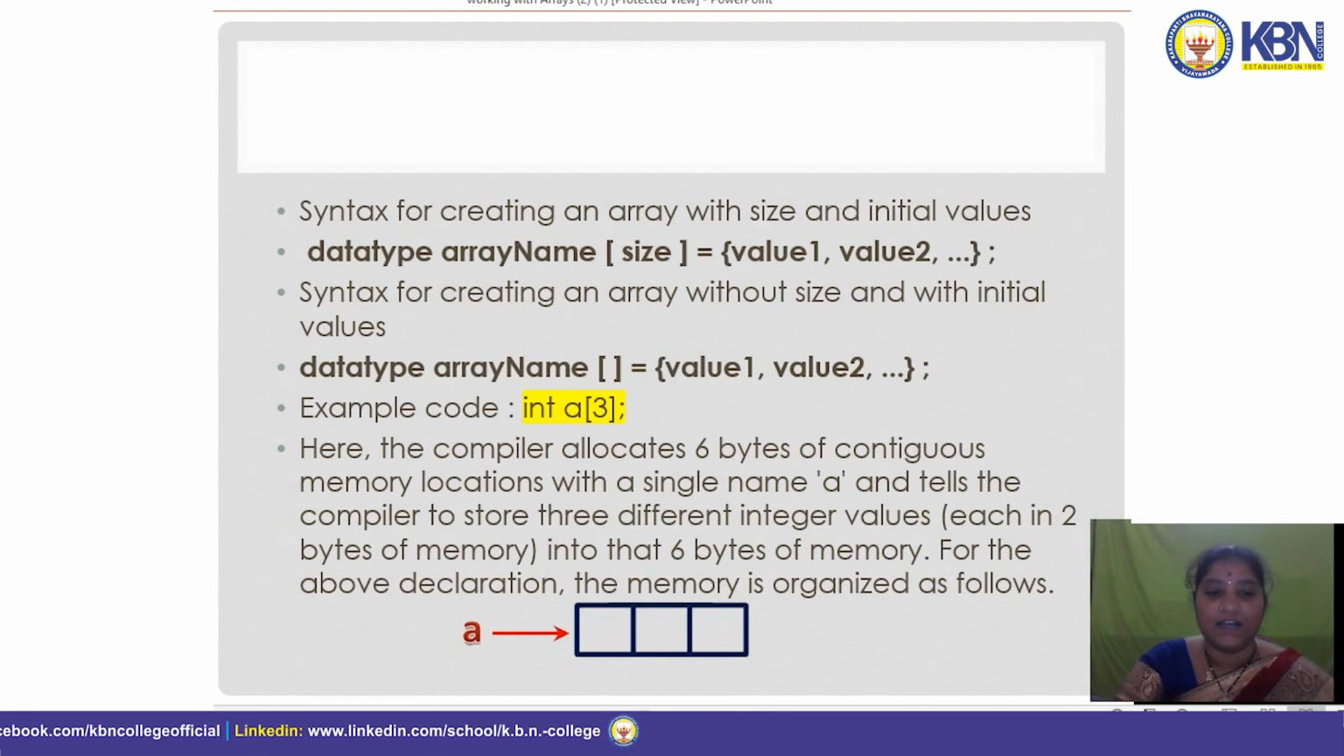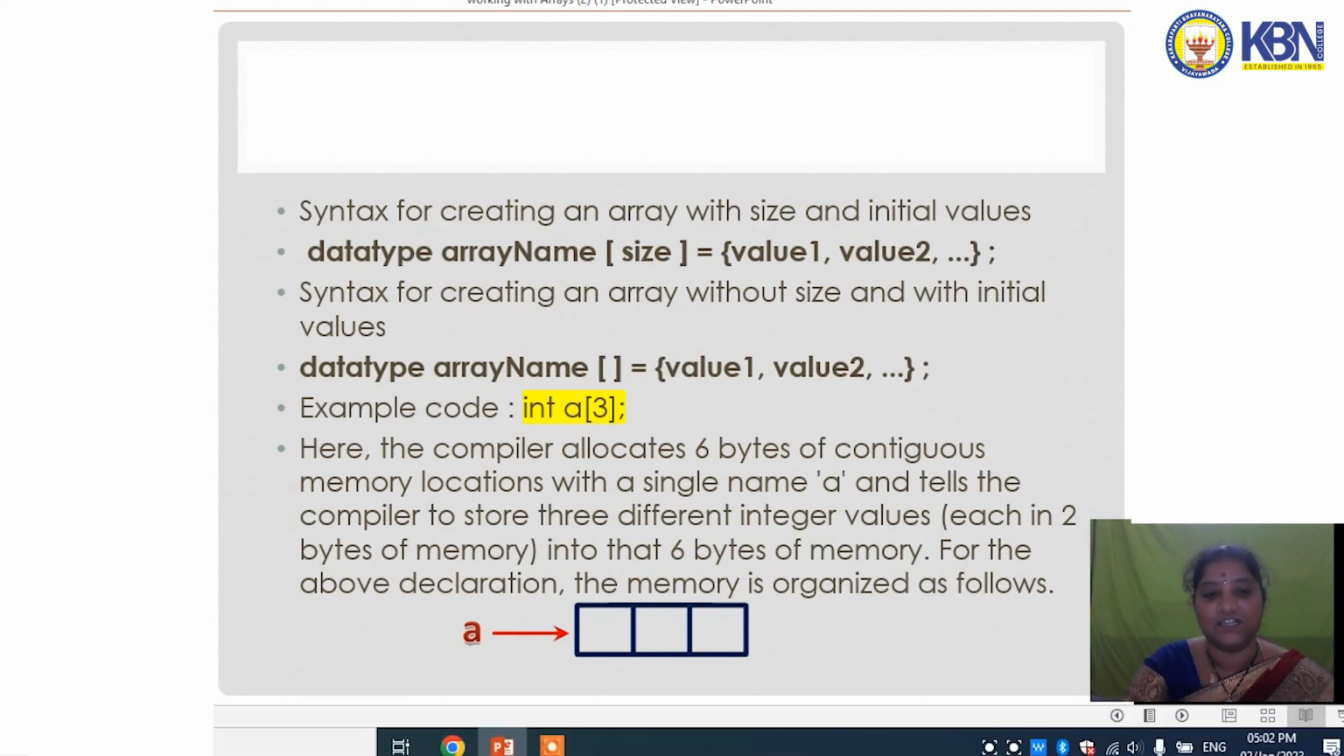Then let's go to the size of an array, which is value 1, value 2 and so on. We can also initialize without giving the size: data type, array name, square braces with the size not mentioned, and then value 1, value 2 and so on. The example code is: the data type is integer, so int, the array name is a, and the size is declared in the brackets, so 1 or 2 or 3 and so on.